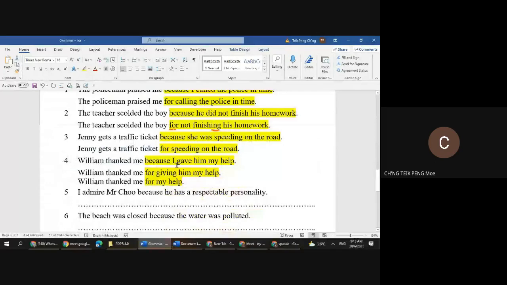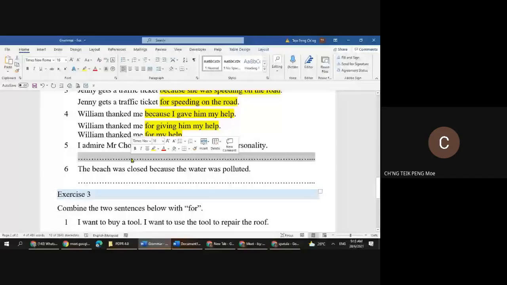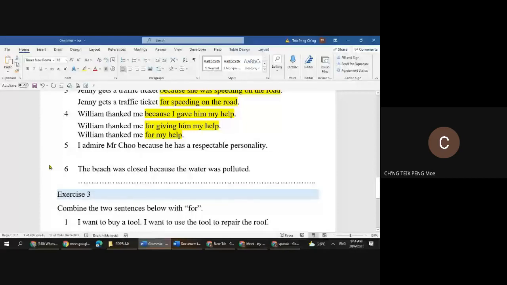Okay, number 5. I admire Mr. Chu because he has a respectable personality. A respectable personality. Okay, yes, Nurul Balqis? Yes, what is your problem? Nurul Balqis, ada masalah? No? Okay. So, I admire Mr. Chu. Kenapa? For having a respectable personality.